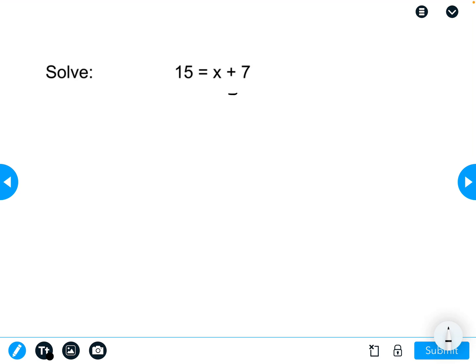All right, so a couple to solve. I'm going to subtract 7 from both sides. I show it like that. Put my big equal sign, and I'm left with 8 equals x. Next example is multiply. So to isolate that variable, I'm going to divide both sides by 4, and I'm left with d equals 8.